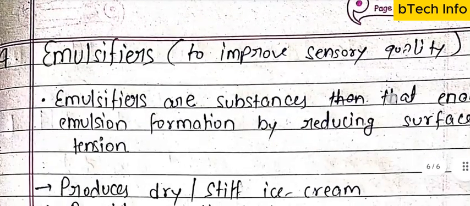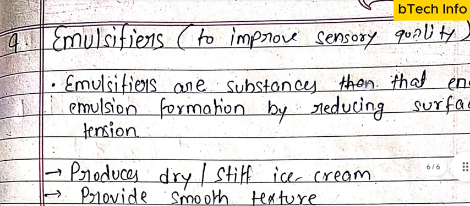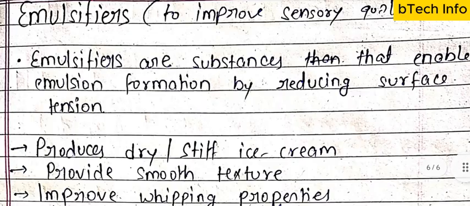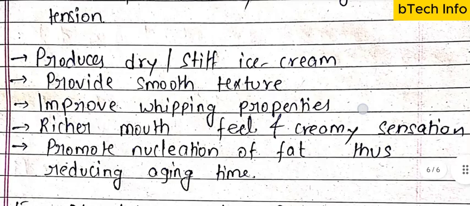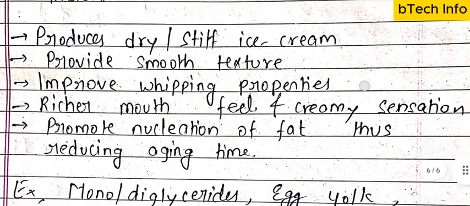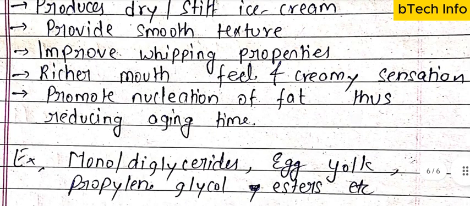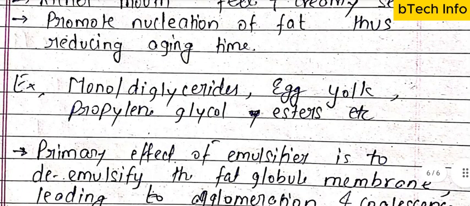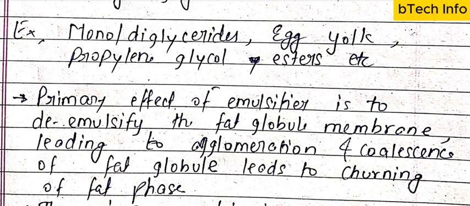Keep that in mind. The fourth one is emulsifiers. They are used to improve the sensory quality of the ice cream. What are emulsifiers? Emulsifiers are substances that enable emulsion formation by reducing the surface tension. Their properties are that they produce dry and stiff ice cream, provide smooth texture, improve whipping properties, and give a richer mouthfeel and creamy sensation. Also, they promote the nucleation of fat, thus reducing the aging time of the ice cream. Examples are mono- and diglycerides, egg yolk, and propylene glycol esters.